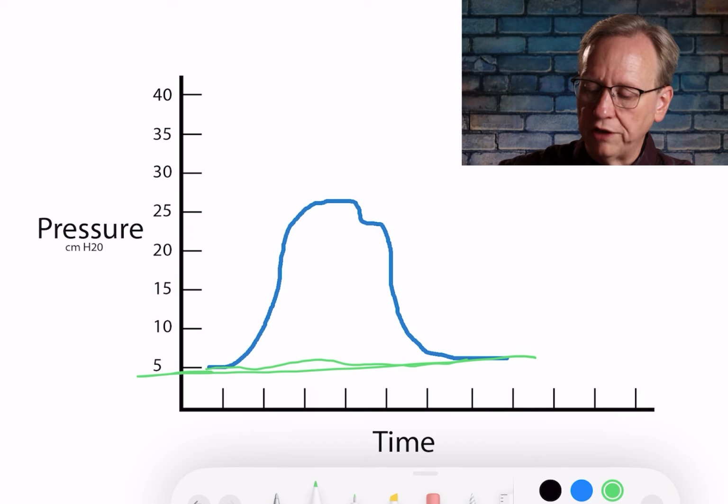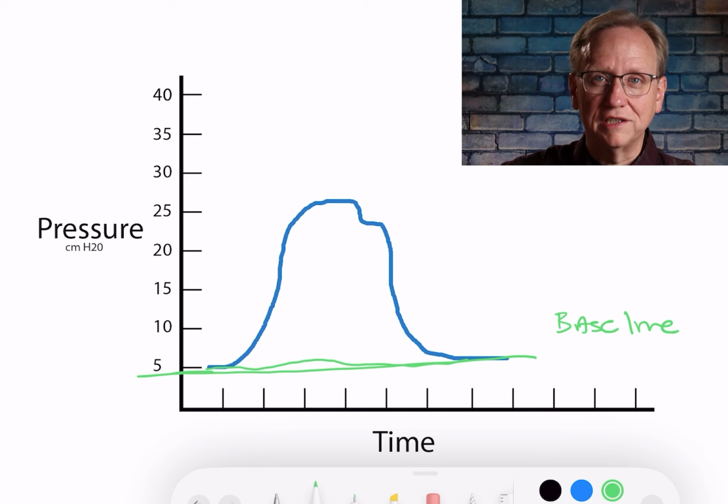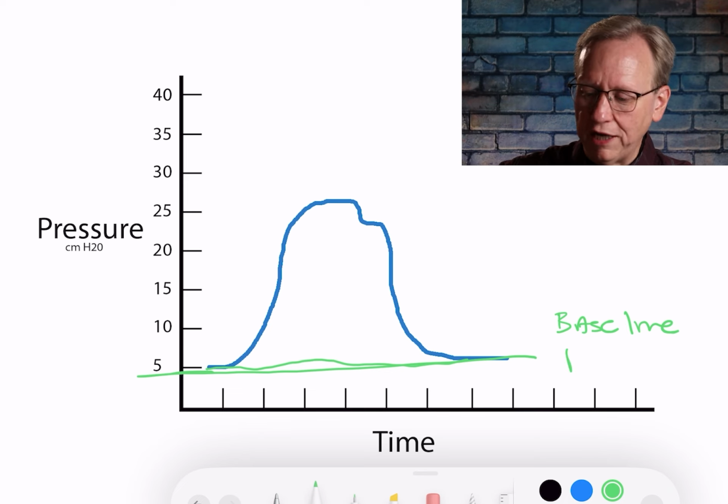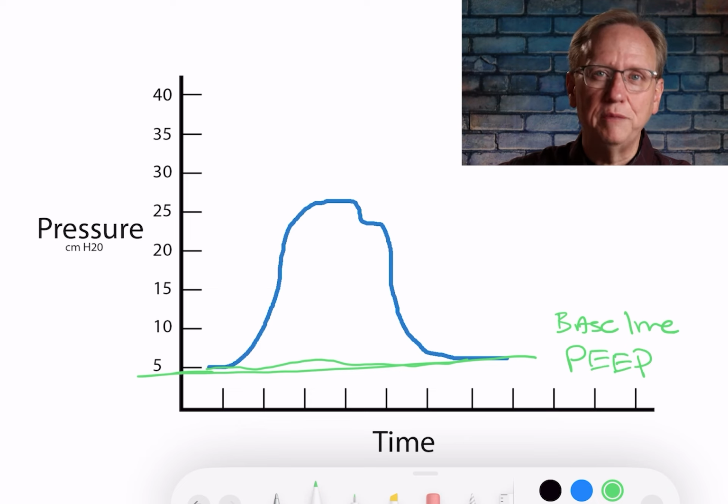So we could call that one of two things, and one is called the baseline pressure. Especially if you're taking the NBRC exam, they may refer to it as that. But you would know it really better as PEEP. They may not call it PEEP, they may call it the baseline pressure. Sometimes on the NBRC exam, they may ask you to label certain parts of a graph, and so that's important.